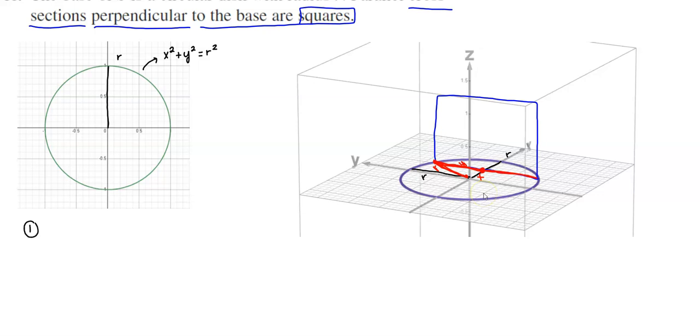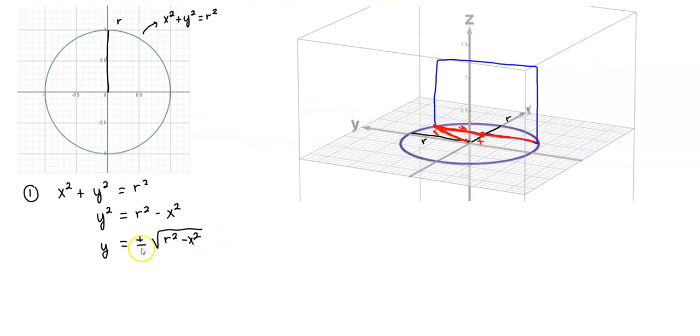So what we're going to first do is take the formula for the circular section, x squared plus y squared equals r squared, and solve for y so we can put this in terms of x. We get y squared equals r squared minus x squared. Then we take the square root of both sides, which gives us plus or minus the square root of r squared minus x squared. But we're only going to focus on the positive part, so we eliminate the negative part. We're just going to look at the function y equals the square root of r squared minus x squared.